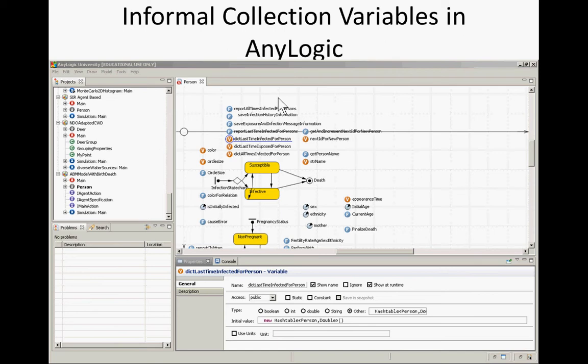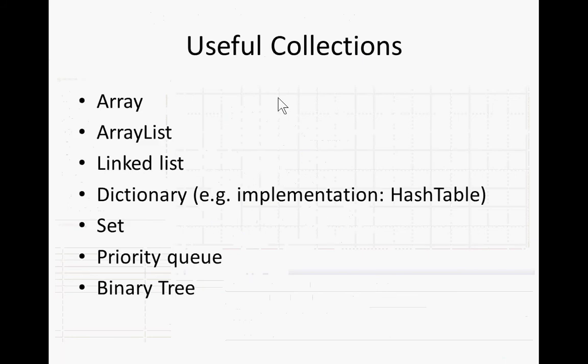We can implement that very readily within an agent-based context. So we could store, okay, what was the last time they were infected? What was the last time they were exposed? What was the set of all times they've been infected over time? We could store that information. And each of these is a dictionary, of which a hash table is just an implementation. A hash table is one way to implement a dictionary.